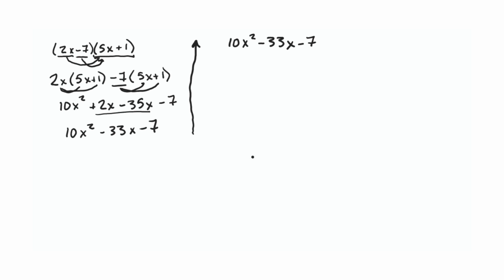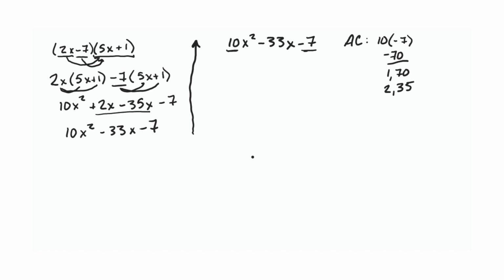And today we're going to learn something called the AC method. For the AC method, the first thing we're going to do is take our A value times our C value. So in this case, it's 10 times a negative 7, or a negative 70. And we're going to find all the pairs of numbers that multiply together to get 70 for right now. So that would be 1 and 70, 2 and 35.